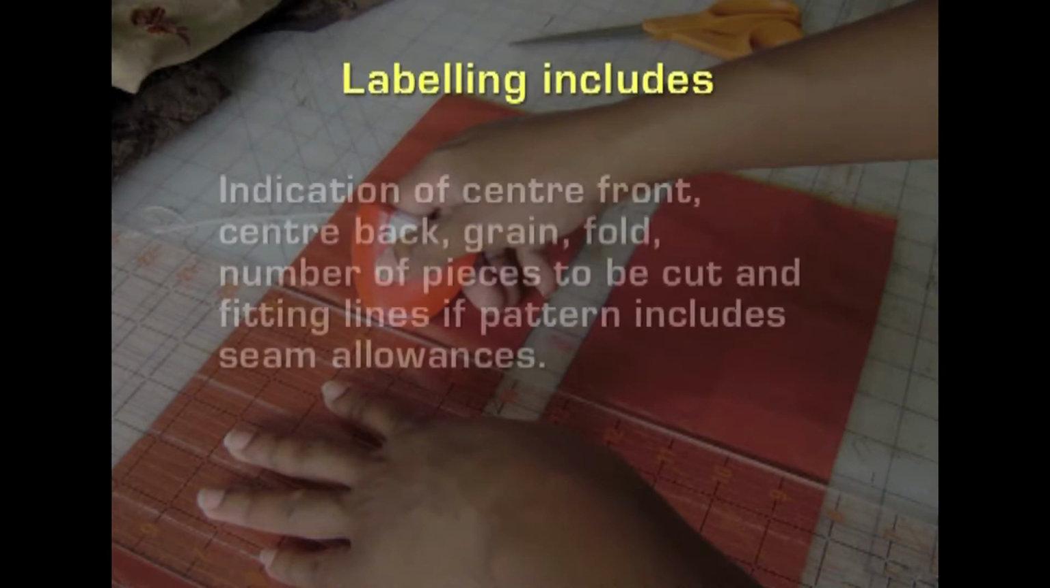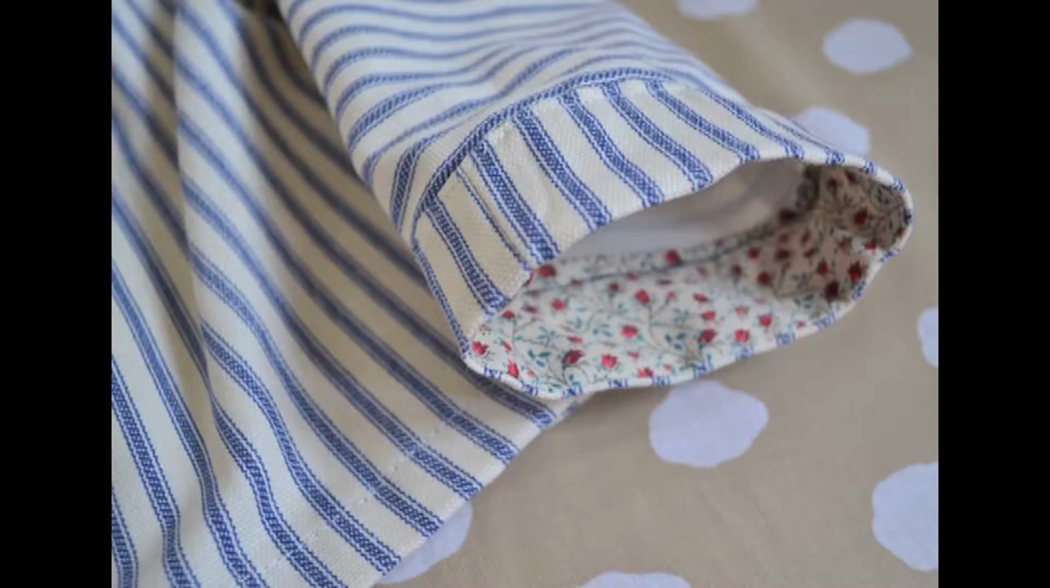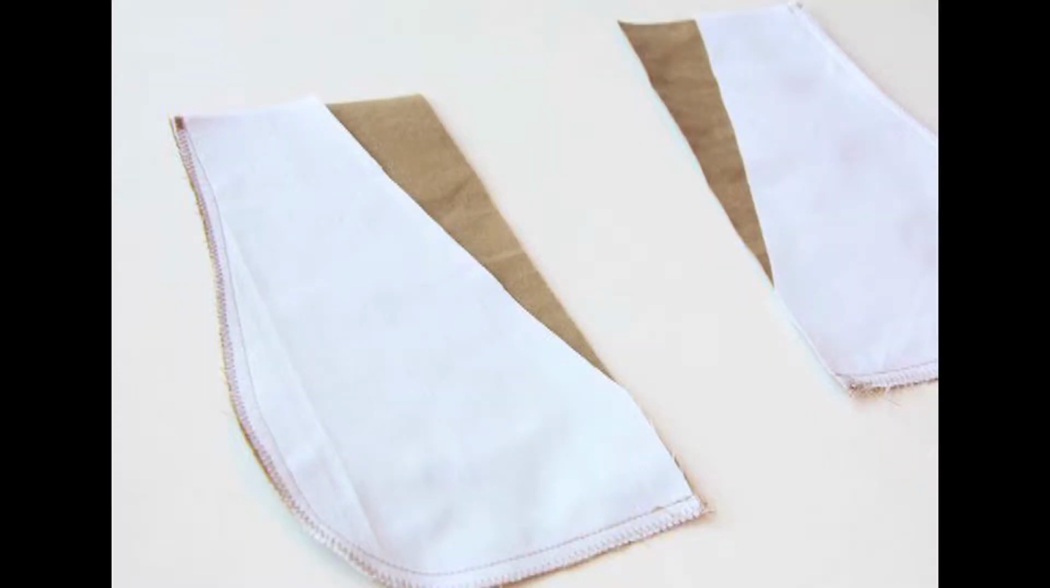Labeling includes indication of center front, center back, grain, fold, number of pieces to be cut and fitting lines if patterns include seam allowances. However, it is essential to remember that some pattern pieces need to be cut in more numbers than the rest. For example, collars, cuffs, pocket flaps, in which case the layout must be laid more than once, that is, on one of the two layers. If the preparation of the patterns is made, one can proceed with the layouts.